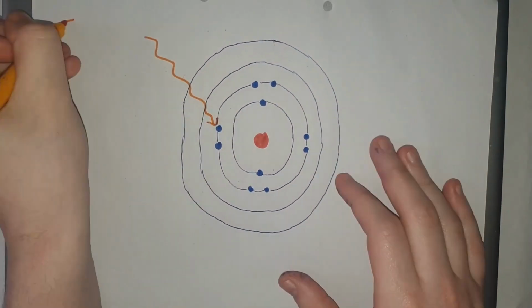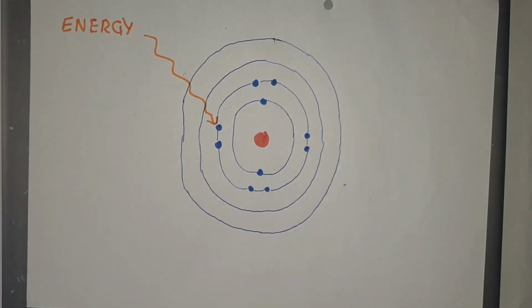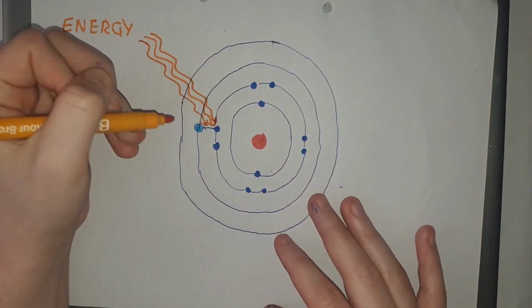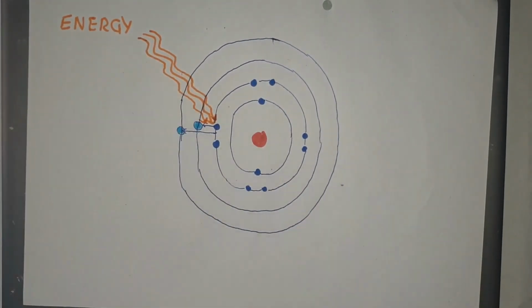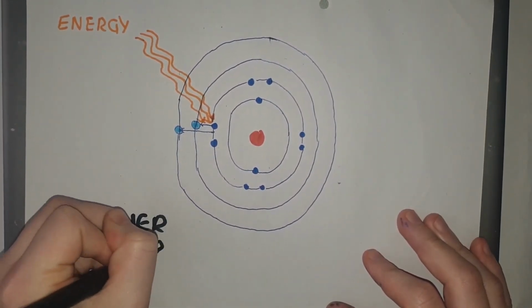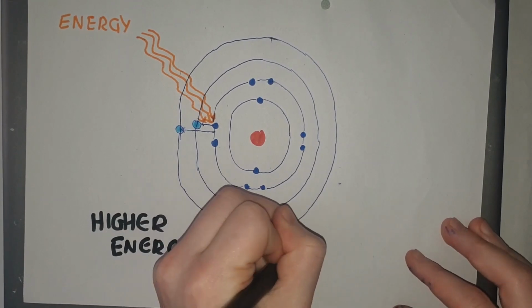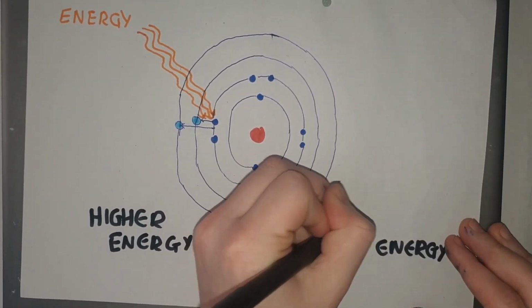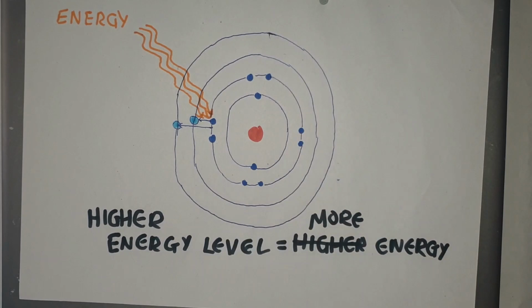Now when an atom absorbs energy, the electrons can jump up to a higher energy level. The more energy that it absorbs, the higher energy level it can jump to. If an atom absorbs so much energy, the electron will escape, and this is when an atom becomes an ion. It has lost an electron. When an electron moves up to a higher energy level, we say that the atom is excited.